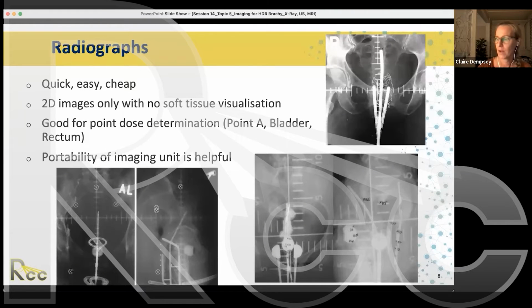And I know we use a fluoroscopy unit in theatre, particularly when we're putting needles in our patient, just to double check where the needle is laying in comparison to other needles, as well as the main applicator itself.